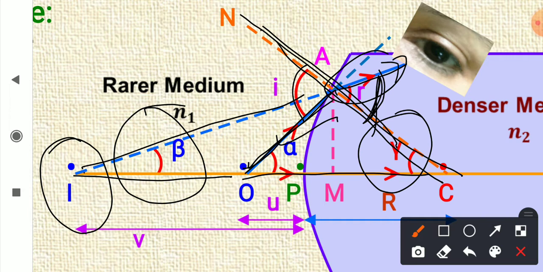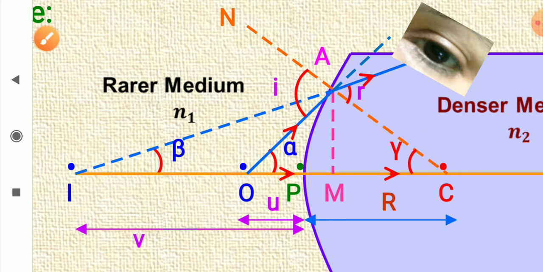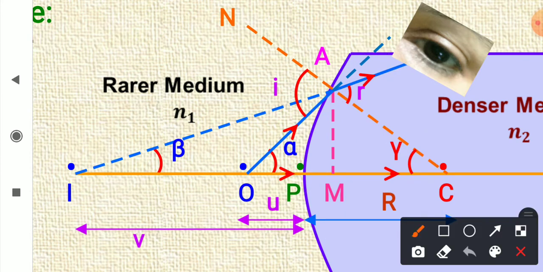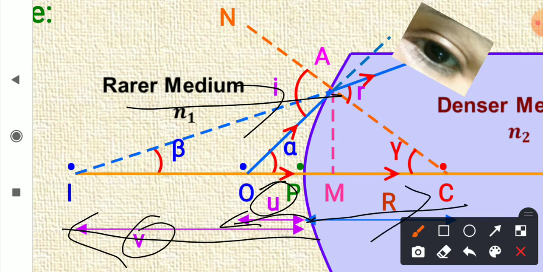And here the object distance from pole to object is u, image distance from pole to image is v, and radius of curvature from pole to center of curvature is r, right? And according to sign convention, see the direction of incident ray is this, left to right, and the object distance is measured opposite to it. So object distance u is negative. Image distance v is also measured opposite to incident ray, so v is also negative, and r is measured along the direction of incident ray. See, so r is positive.